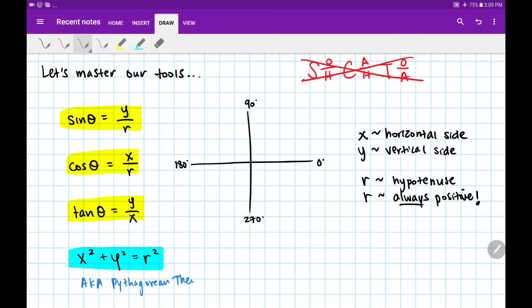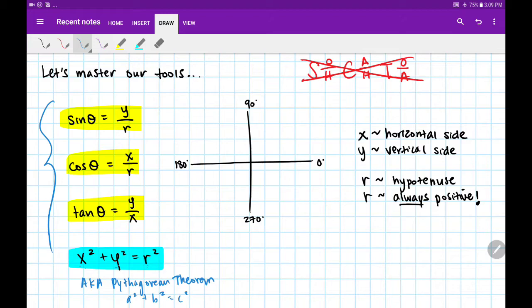So that's given two sides. This is the relationship between three sides of a triangle. Instead of a squared plus b squared equals c squared, we're going to use x, y, and r in all of our formulas. So let's talk about what it actually means to talk about y, x, and r.